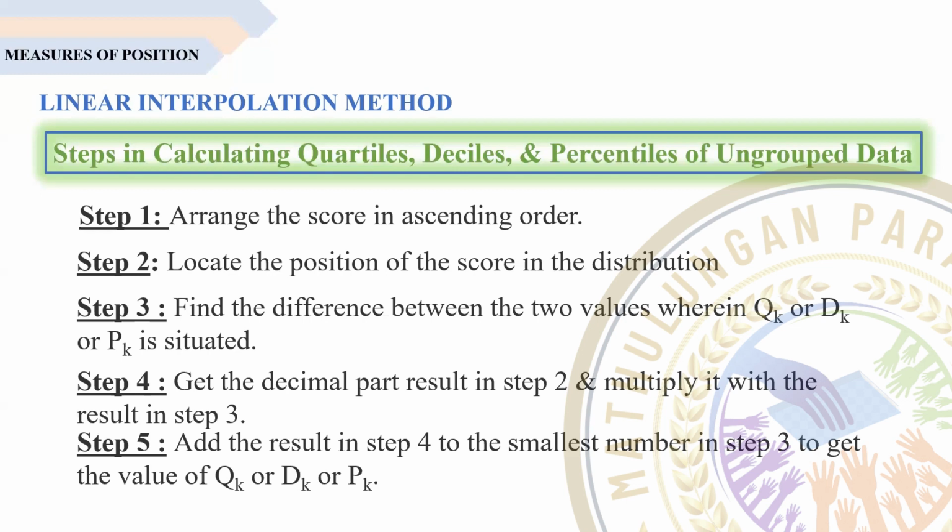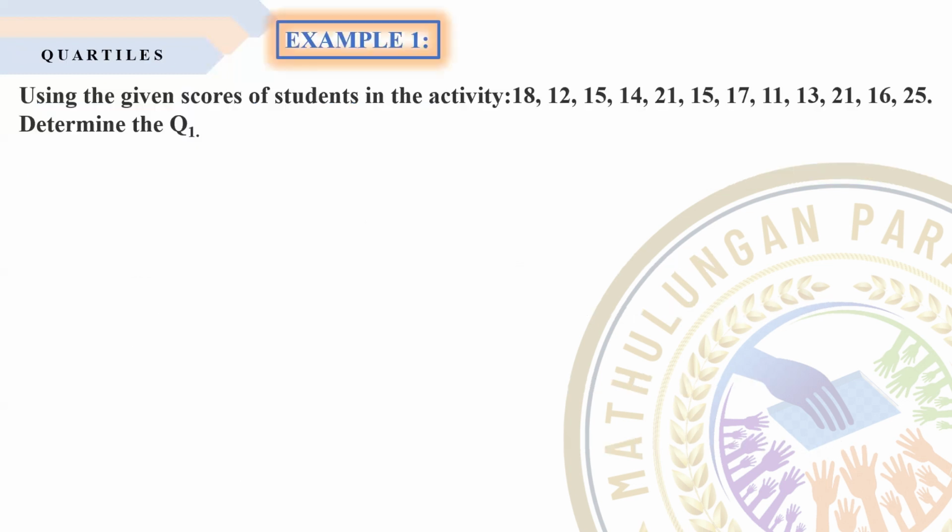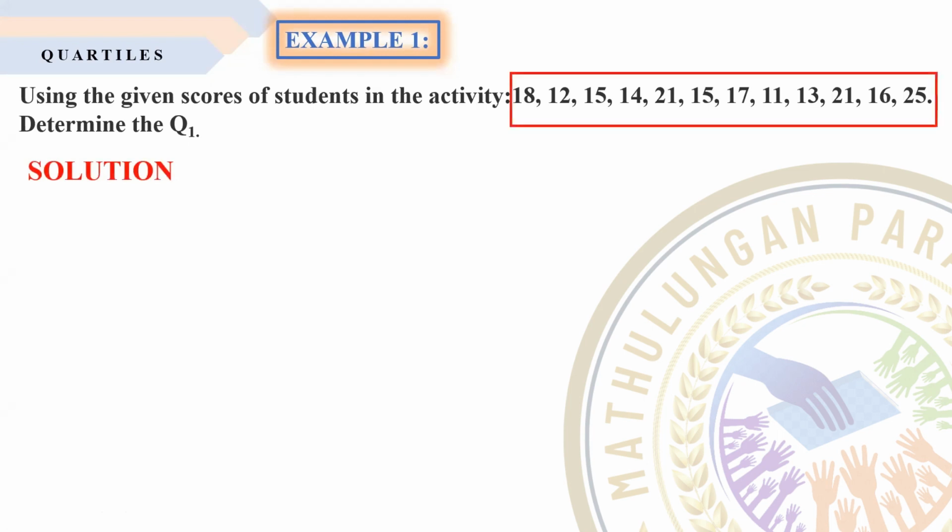Okay, so let us use these steps in calculating quartiles, deciles, and percentiles of ungrouped data to solve the given problem number 1. Using the given scores of students in the activity 18, 12, 15, 14, 21, 15, 17, 11, 13, 21, 16, and 25, determine the first quartile.